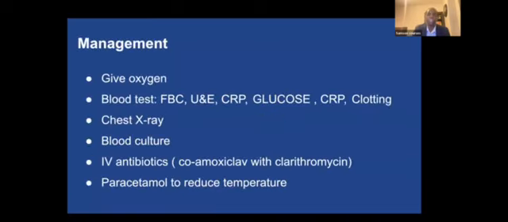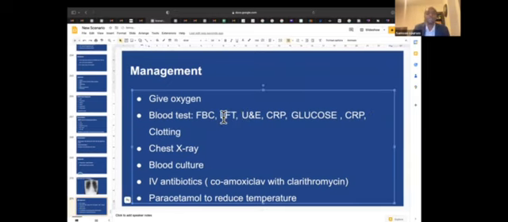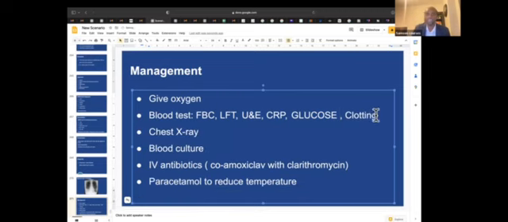What are you going to do? Your oxygen is low, so we're going to give you oxygen. We're going to do routine blood tests. Here you need to know how to explain these in layman's terms. Full blood count is a blood test to check if you're anemic and also to check the cells in your blood that fight infection, which may be high. Blood tests to check how your kidneys and liver are working, the LFTs and U&Es. Blood tests to check the signs of infection, the inflammatory markers. Check your blood sugar, and of course your clotting screen, your tendency to form clots or to bleed.